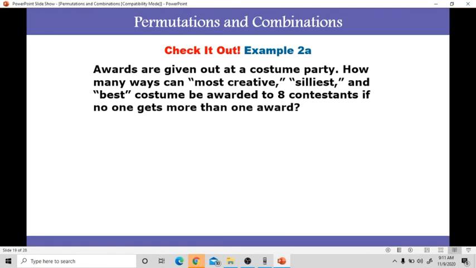Awards are given out at a costume party. How many ways can most creative, silliest, and best costume be awarded to 8 contestants if no one gets more than one award? Okay, ang problem na ito, nabibilang siya sa permutation kasi one person can only have one award. So, it is like arranging 3 people out of 8 people. So, it will be 8 taken 3 at a time. Okay, it will be 8 factorial all over 8 minus 3 factorial equals 8 factorial all over 5 factorial.